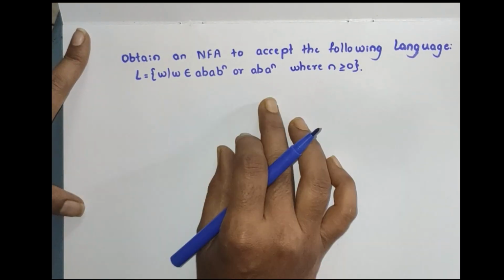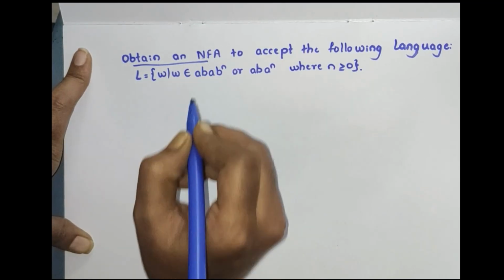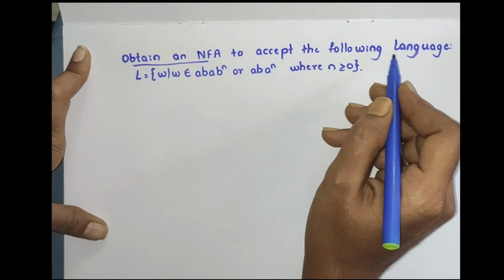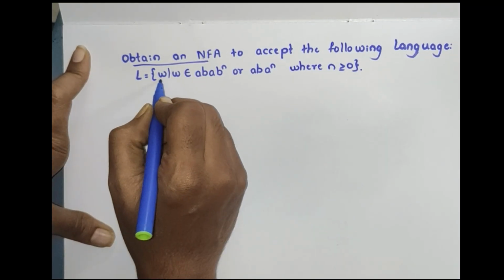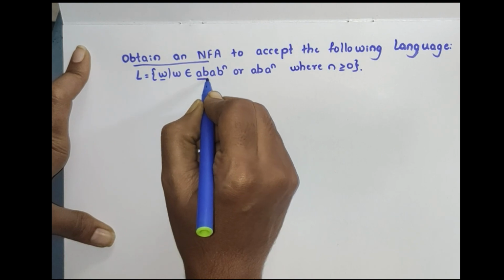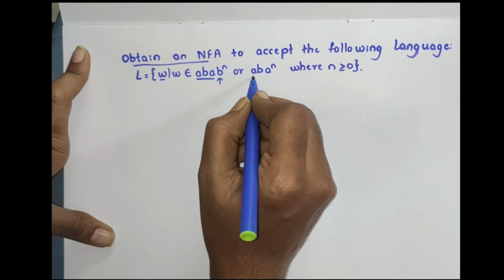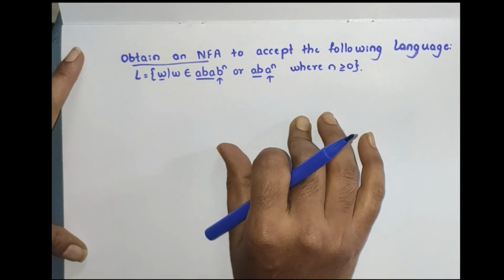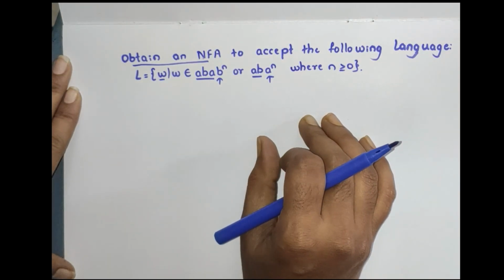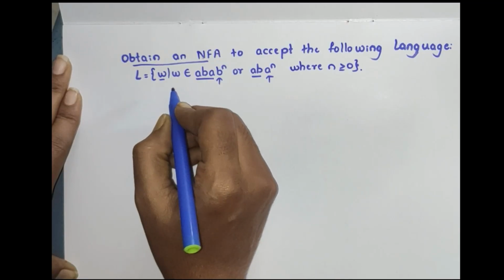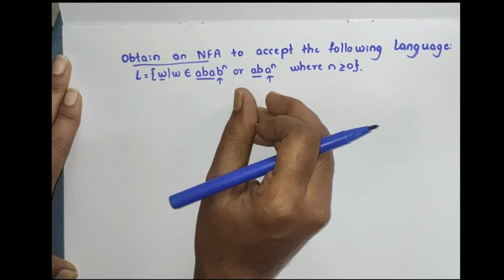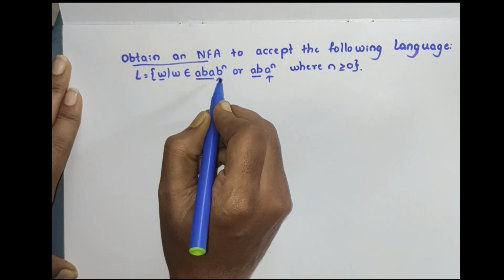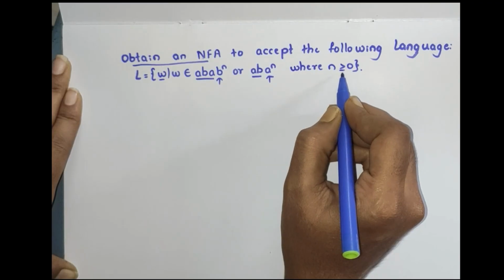Now we'll see one example for obtaining an NFA. The question given to us is: obtain an NFA to accept the following language, the language W, where W belongs to (ABAB)^n or (ABA)^n, where n is greater than or equal to 0. So this is the condition given to us. Initially, W should satisfy two conditions. Either it can start with ABA followed by any number of B's, because B^n where n is greater than or equal to 0.